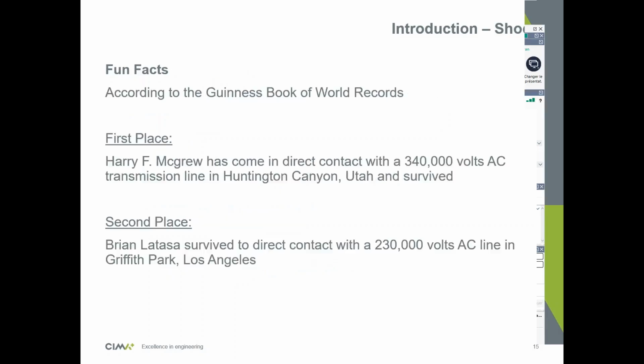So according to the Guinness Book of World Records, the first place for the largest shock that was survived by someone was a 340 kilovolts AC shock that happened in Utah, and the worker survived. And the second place was on a 230 kV line in LA.